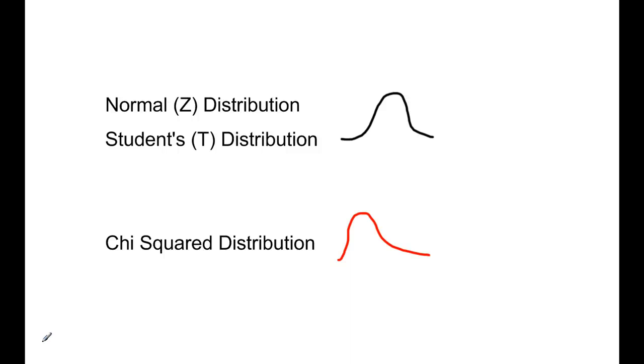So again, to reiterate, the normal and student's distribution are these roughly bell-shaped, symmetrical, unimodal curves, and the chi-square distribution, although there's a few versions of that as well, we typically like to think of it as a skewed right curve with a big lump of data over on the left side.